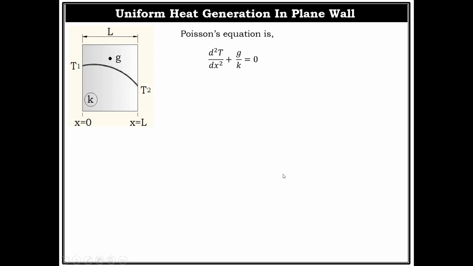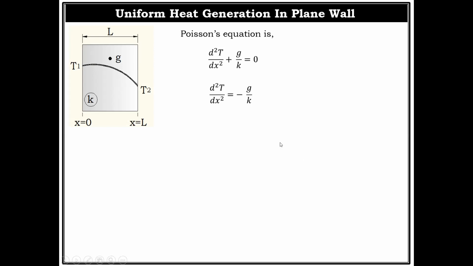Now we are interested in finding the surface temperature of this wall, so T1 and T2. And we have Poisson's equation, d square T upon dx square. So we have to integrate this. For integration, we rearrange the form, shifting g upon k on the right hand side.